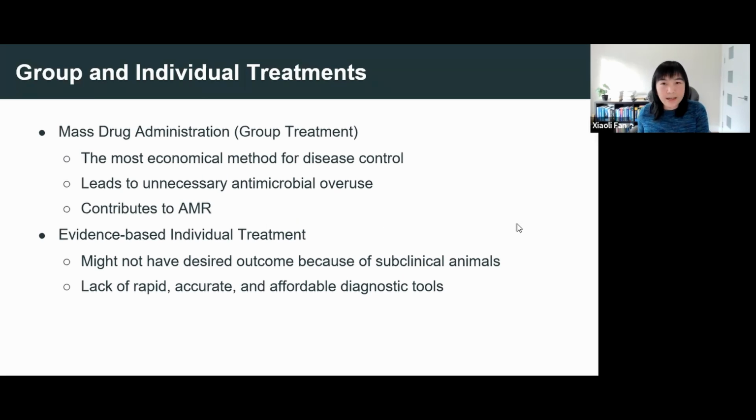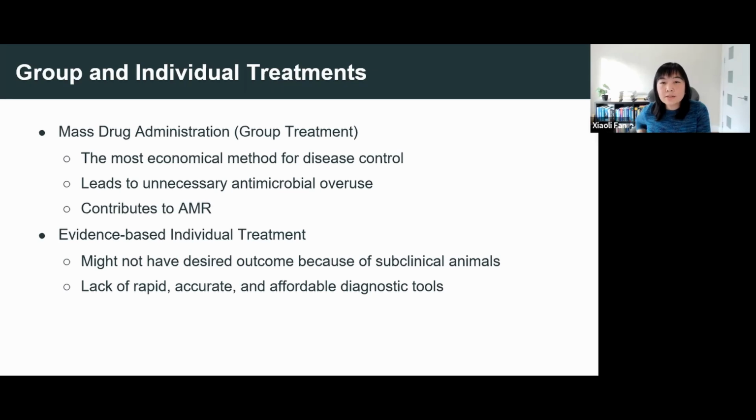And I had a summary of the group or individual treatment. So again, with group treatment, all of the animals, regardless of their health status, will receive the antimicrobial. This is preferred by the producers because it's economical. However, it leads to unnecessary antimicrobial overuse and it contributes to antimicrobial resistance.